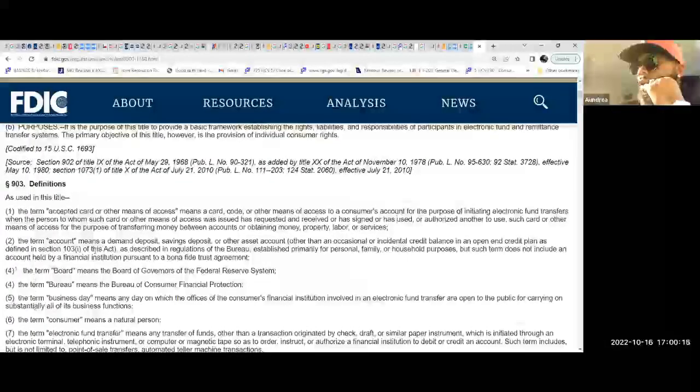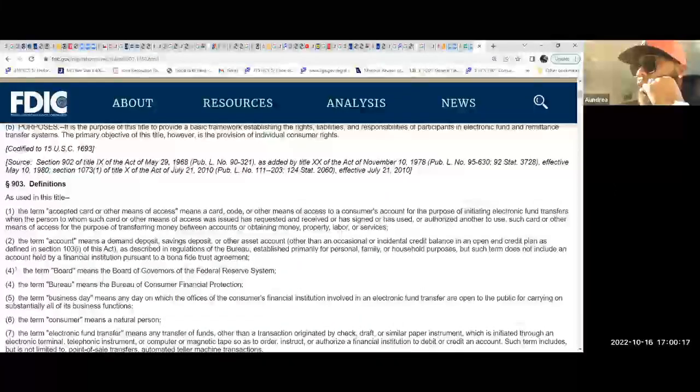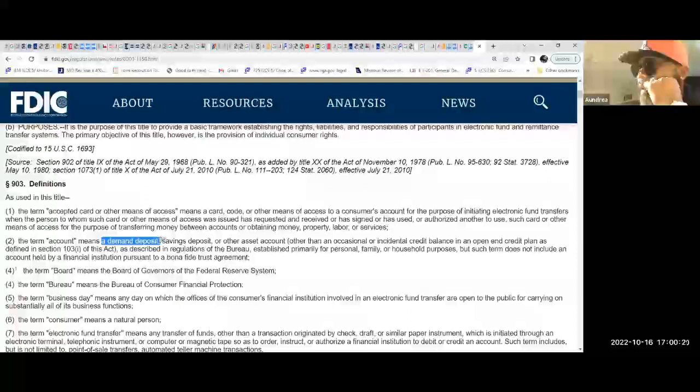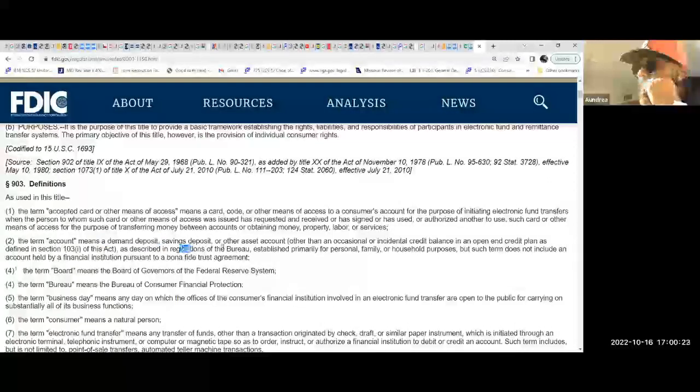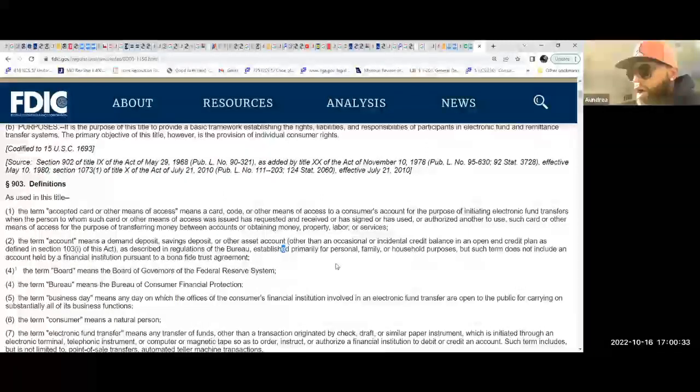Now, the term account means a demand deposit. See, your account, you're supposed to demand payment against it, right? Or a savings deposit or other asset account, right? Any account that can hold documents, checks, drafts, money orders, that's an asset account, or other than an occasional or incidental credit balance in an open-end credit plan as defined in section 103 of this act.